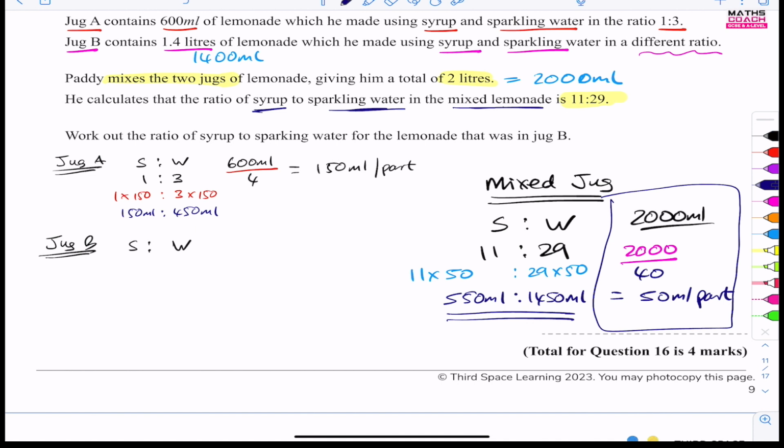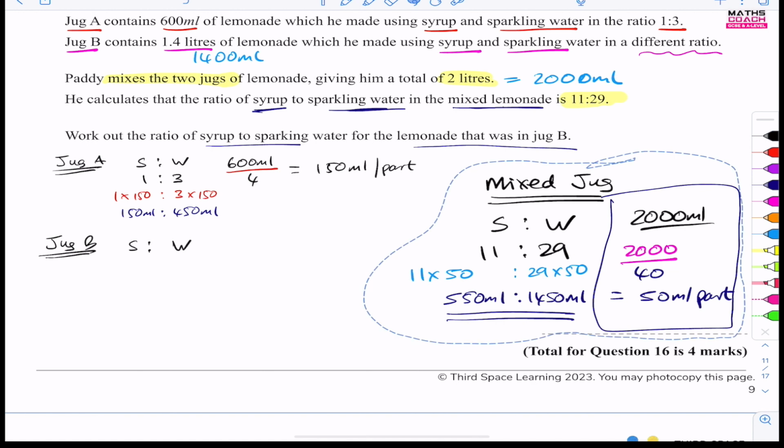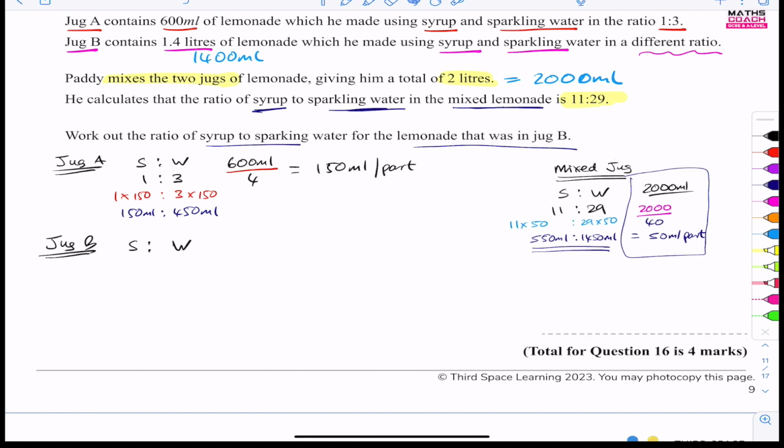Now, remember, we're trying to work out the ratio of syrup to sparkling water for the lemonade that was in jug B, which is right over here. The next part of this is going to be crucial for you to understand, so pay attention to this. Let's first focus on the syrup.